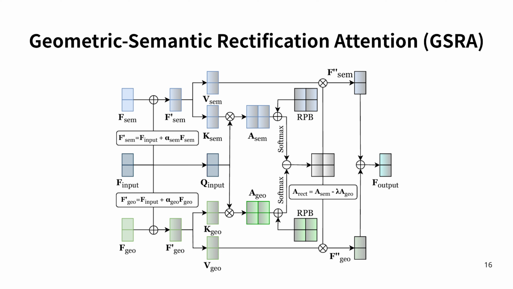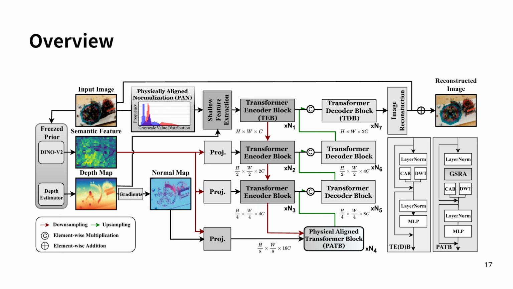GSRA takes geometric priors from Depth Anything V2 and semantic embeddings from DINOv2, injecting them into the network with learnable scaling factors. Two separate attention maps are computed, geometric and semantic, and aligned through differential rectification. This suppresses semantic over-smoothing at shadow boundaries while preserving geometric precision, producing a unified representation that enables accurate shadow localization. This slide presents the overall architecture of PhaSR.